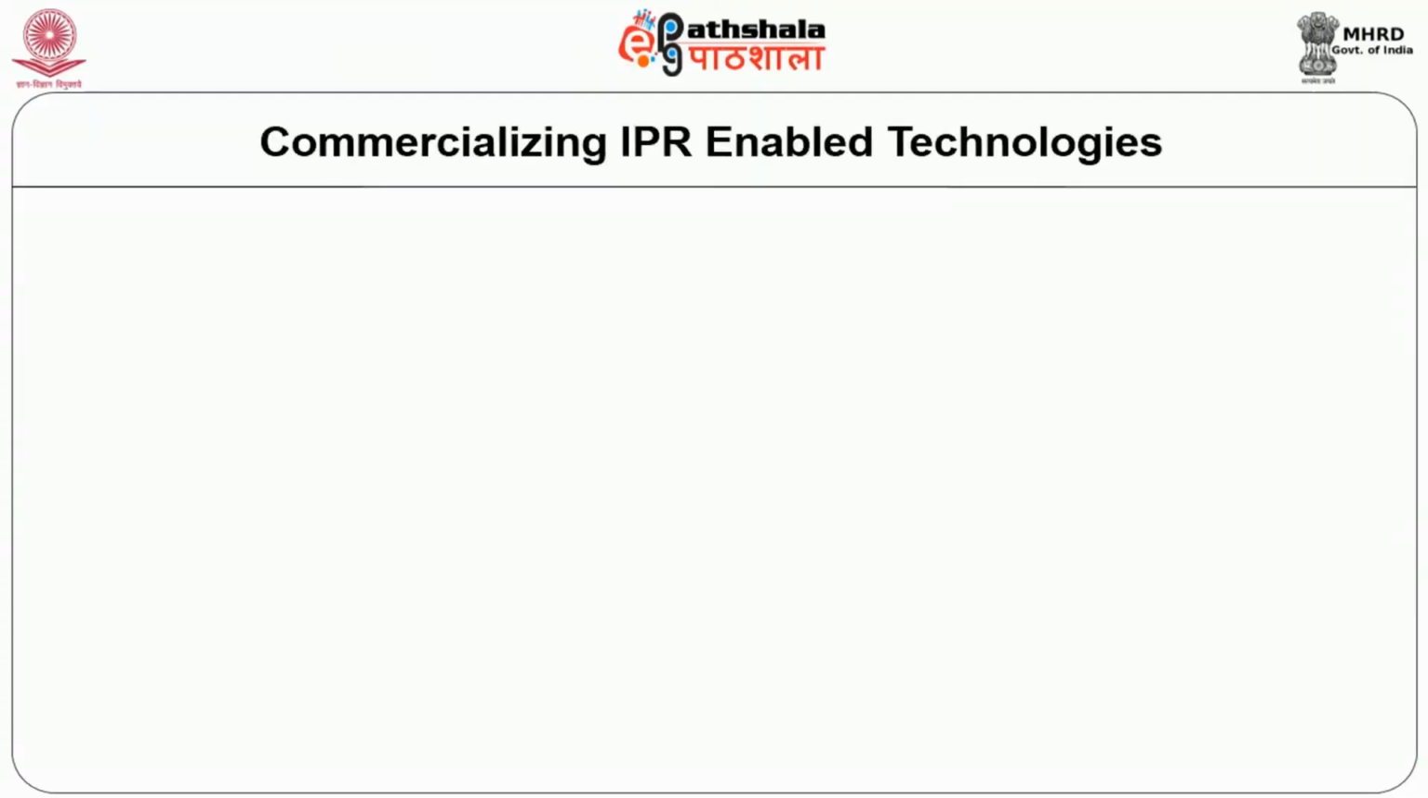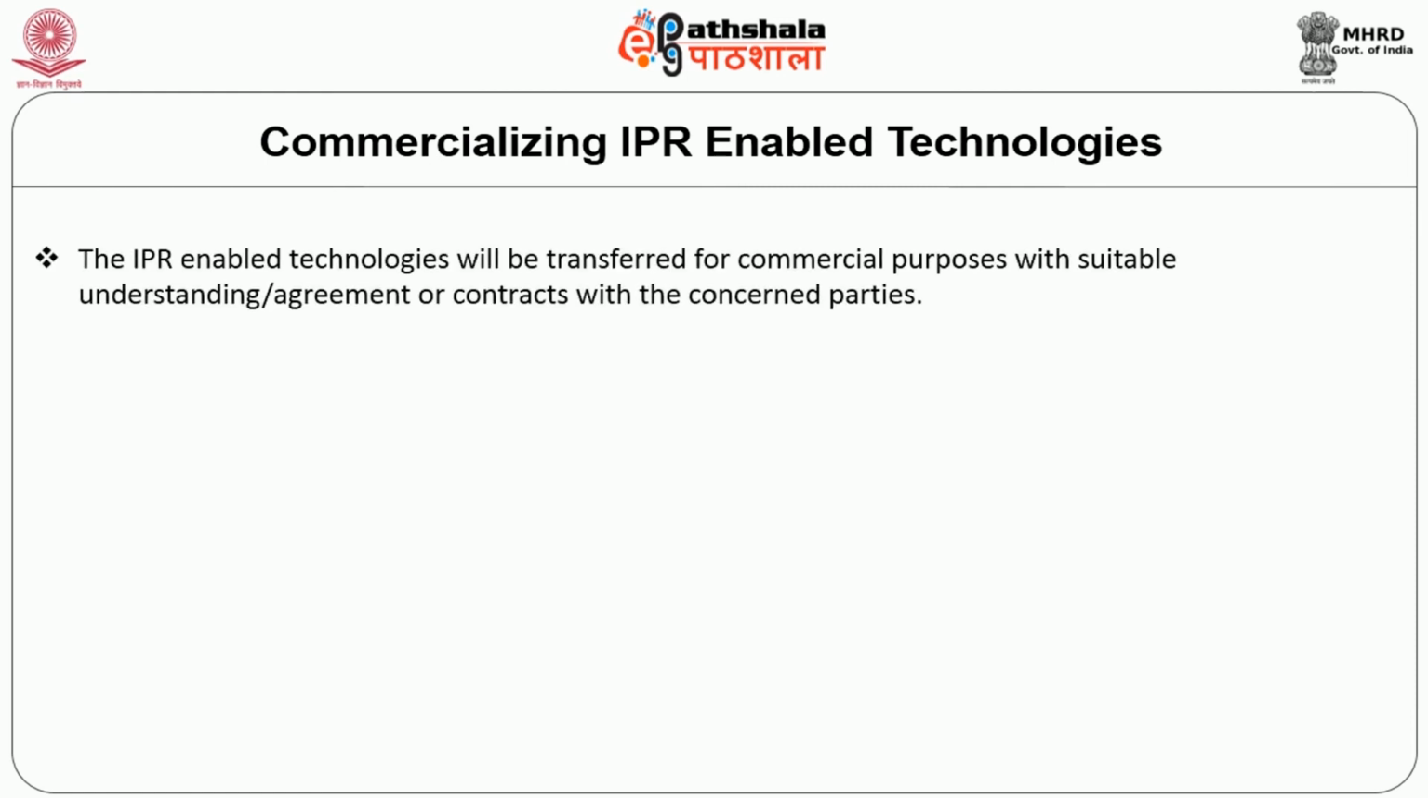Then, having obtained the patent or protection for your intellectual property, what next? It has to be commercialized. Either you can start your own company, or you can transfer it for commercial purposes by licensing or by negotiating with the buyer. You can do that, or you can also receive royalty.